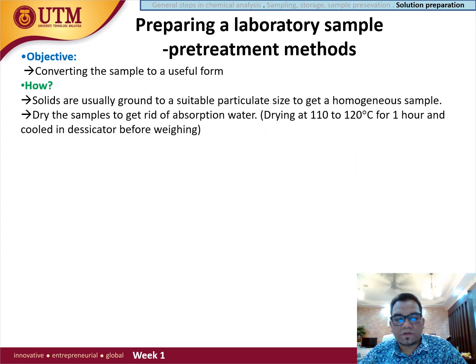So for the preparation of a laboratory sample, we need a pre-treatment method. What is a pre-treatment method? The objective is converting the sample to a useful form. How? Solids are usually ground to a suitable particle size to get a homogeneous sample, and then dried to get rid of absorbed water. We need to remove the moisture first. We dry the solid at 110 to 120 degrees Celsius for 1 hour, and cool it in a desiccator before weighing.